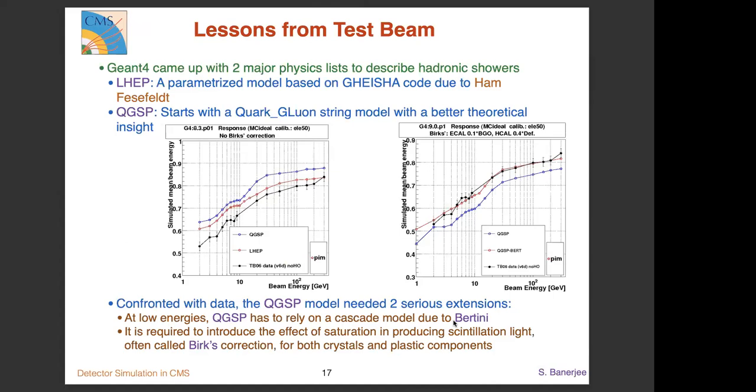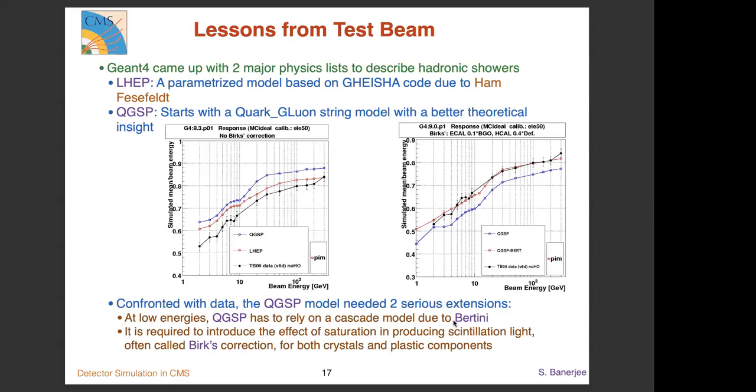First of all, Geant4 came up with 2 major physics lists to describe the hadronic showers. The first one was called LHEP, the low energy, high energy parameterized physics list. This is a parameterized model based on the Gheisha code due to Hans Fesefeldt of Aachen. And then there is another one, called the quark-gluon string model, which has better theoretical insight. So I think the Geant4 people were essentially pushing for the QGSP model.